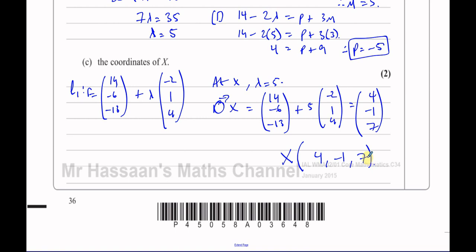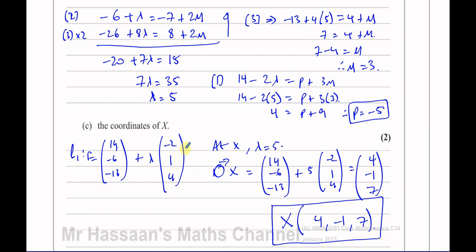If they said find the position vector of X, we'd give the answer like this. If they say find the coordinates, we write it in coordinate form. So this is the answer, (4, -1, 7). That's the answer for part C of this question. Now on to part D.